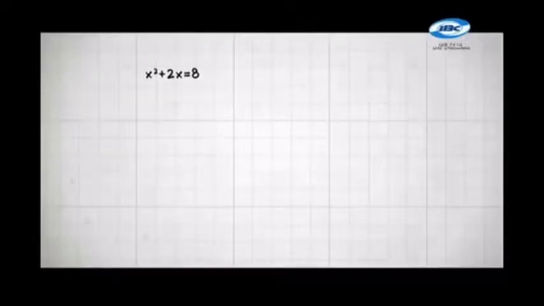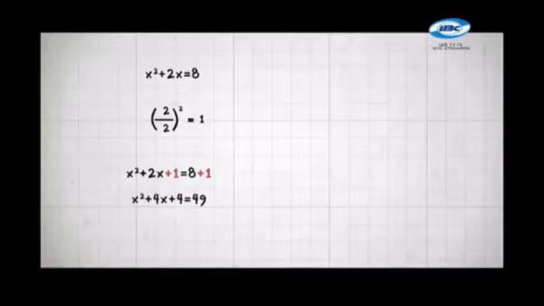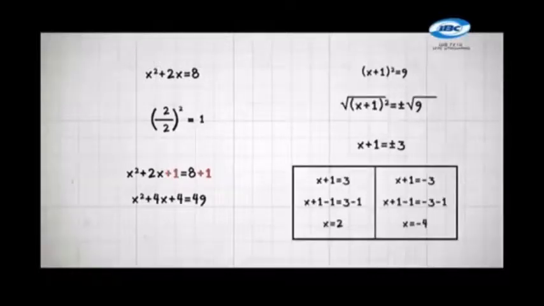So how do we do it? We take the coefficient of x and square its half. Alright, so we add 1 to both sides of the equation. Then, we express the perfect square trinomial as the square of a binomial. Now, we solve by extracting square roots.